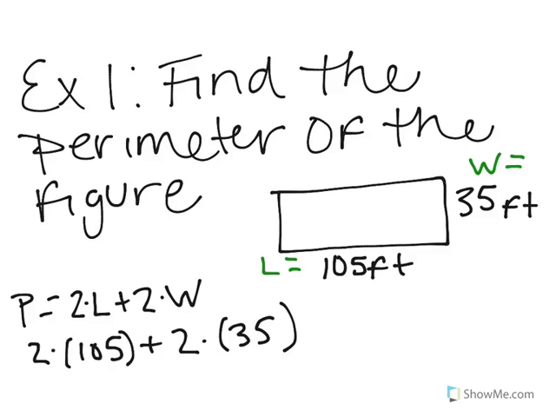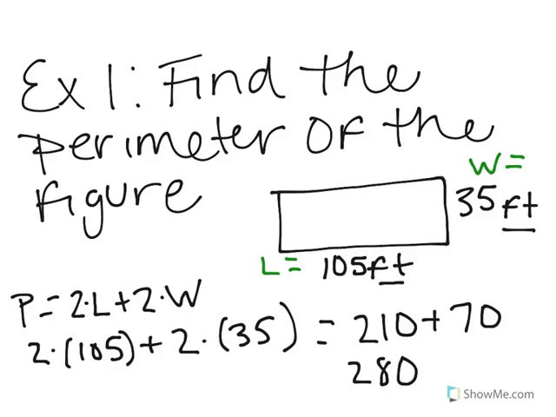So all I have to do now is simplify this formula. Well, 2 times 105 is 210, and 2 times 35 is 70. So now all I have to do is add 210 plus 70 to make 280, and then I have to include my units. Well, my units are feet, so a perimeter is just feet. We don't have to include anything else but feet. So our perimeter of this figure is 280 feet.